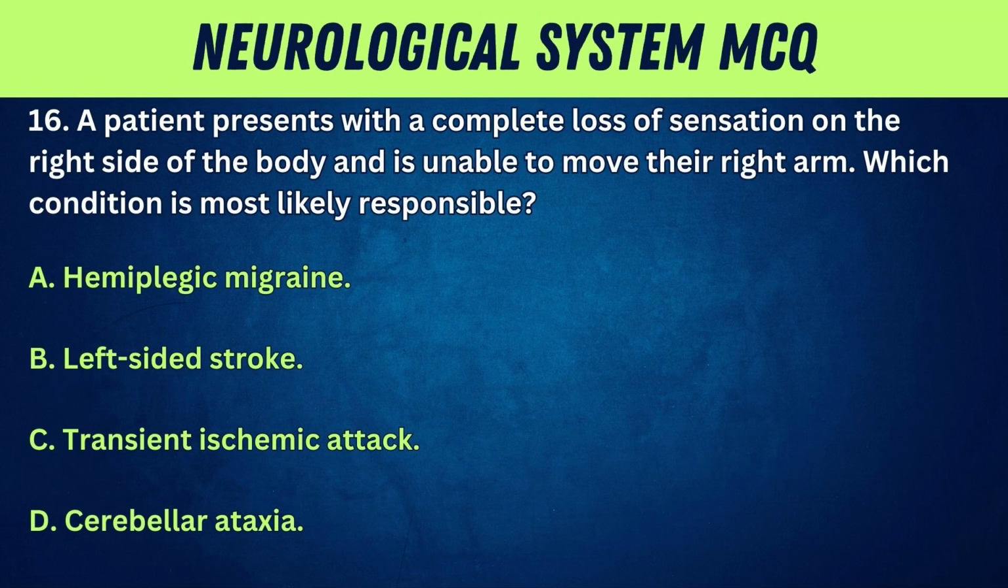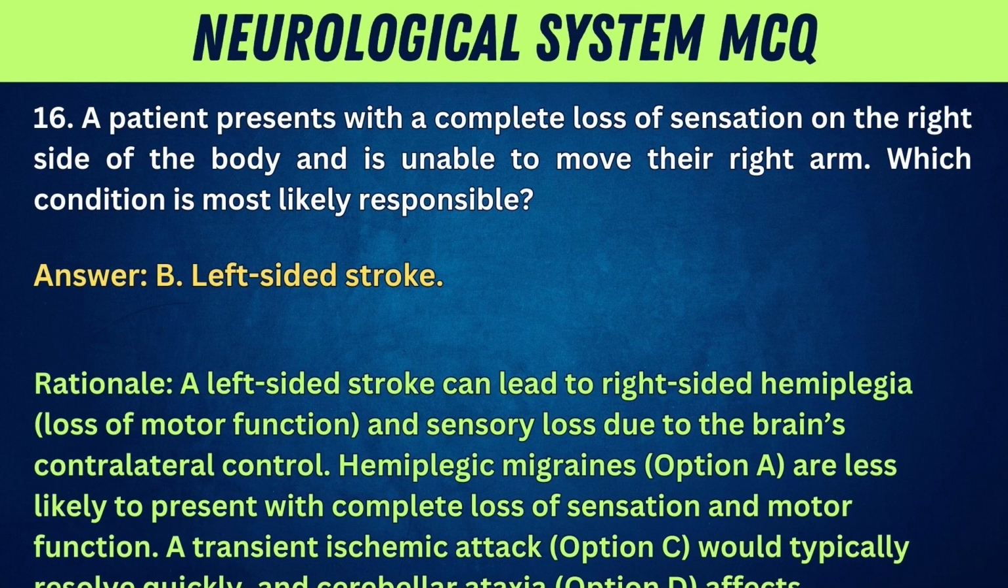16. A patient presents with a complete loss of sensation on the right side of the body and is unable to move their right arm. Which condition is most likely responsible? A. Hemiplegic migraine. B. Left-sided stroke. C. Transient ischemic attack. D. Cerebellar ataxia. Answer. B. Left-sided stroke.